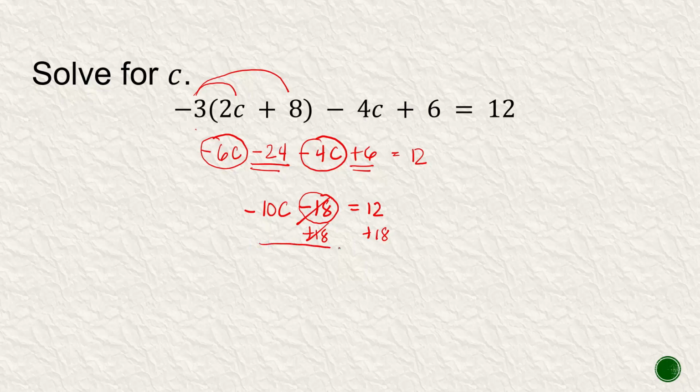We want to remove that there. So this negative 10c now equals 30. And then finally, we want to remove that negative 10, right? So to do that, we will apply the division property of equality, meaning we will divide both sides by negative 10. So c equals negative 3.